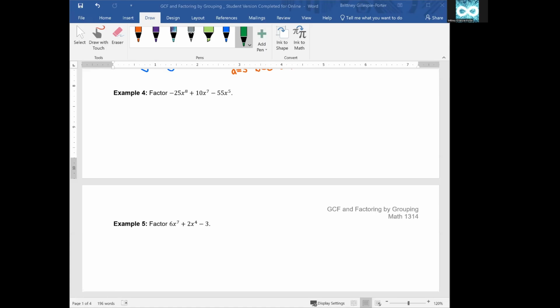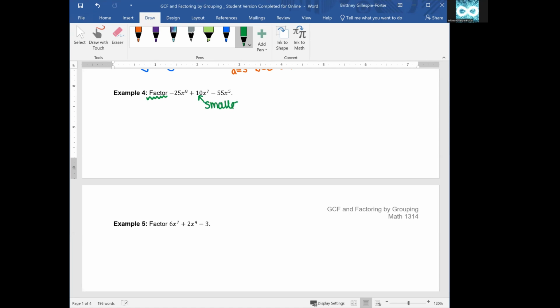Okay, let's try a couple more with our GCF. In example number 4, we have to factor, so not just take out the GCF, but factor negative 25x to the 8th plus 10x to the 7th minus 55x to the 5th. Don't get all freaked out because our coefficients are bigger and our exponents are bigger. Start by finding the smallest number.